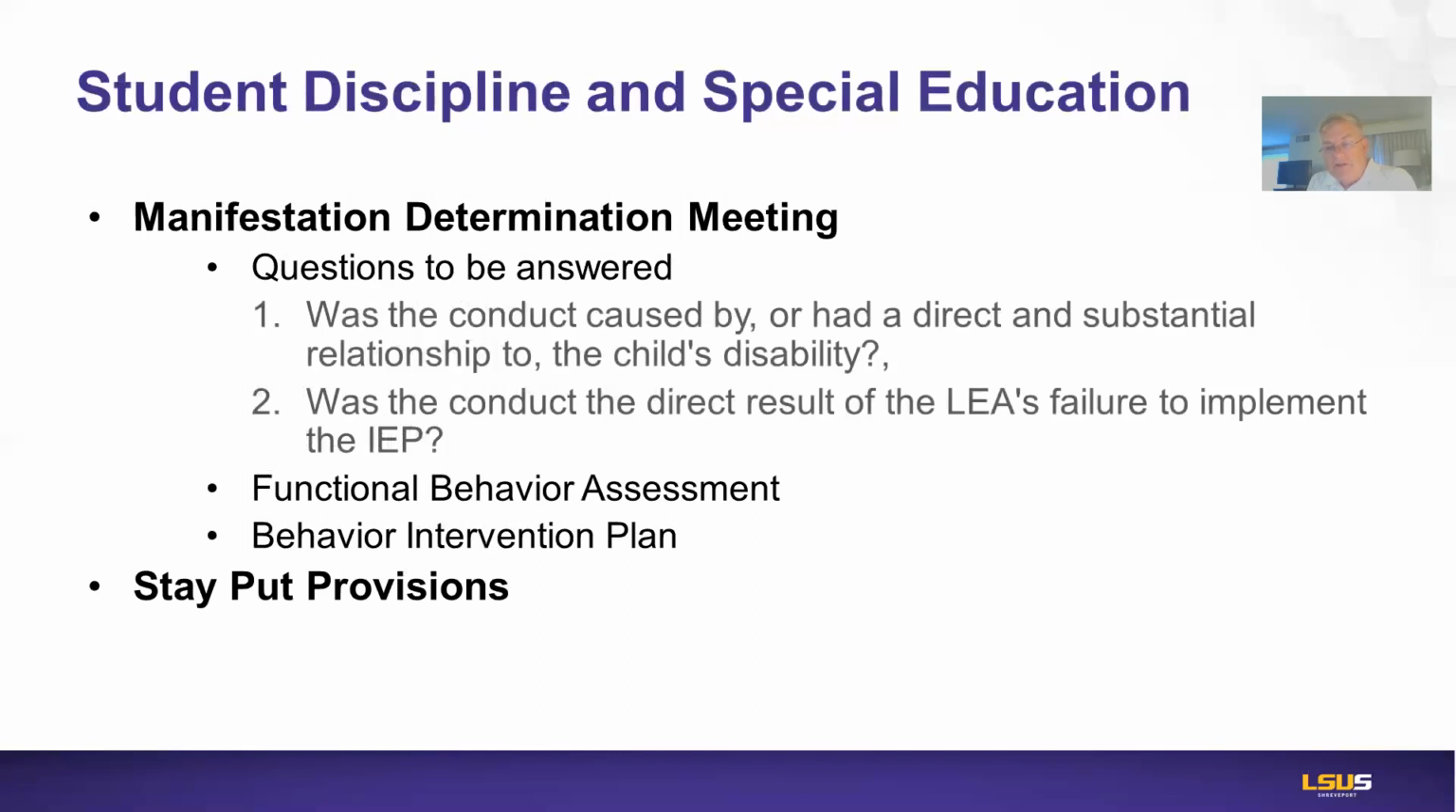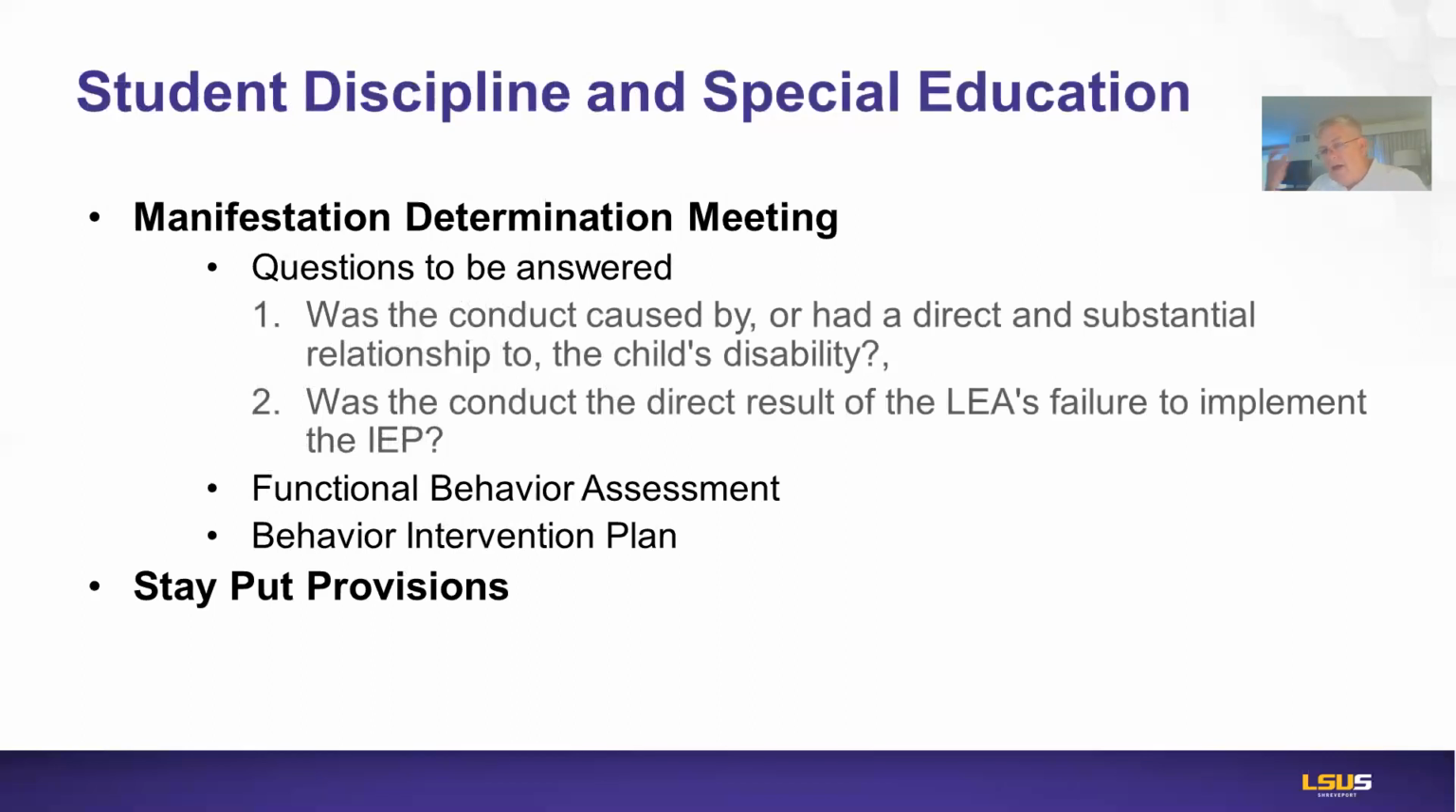If a student is in special education, there's a legal requirement that we get the IEP team together and that we conduct an assessment or determination. They call it a manifestation determination. So at this meeting, we basically answer two questions. The first one you see there: was the conduct caused by or did it have a direct and substantial relationship to the child's disability?